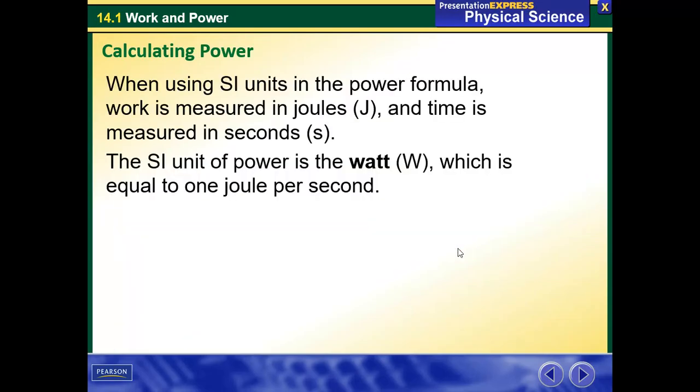So let's look at that equation and the units. We already just talked about the SI unit for work is joules. We should recognize that time's unit is seconds. So what exactly is the SI unit for power? The SI unit for power is the watt, and the symbol is a capital W. If you've ever heard your parents talk about 60-watt light bulbs, they're talking about the power that light bulb holds or generates. 75-watt light bulbs, things like that.